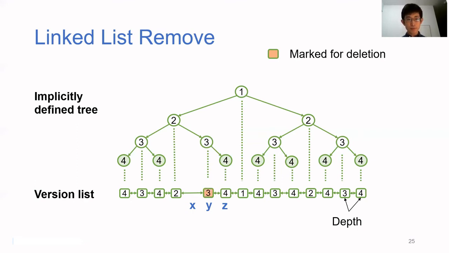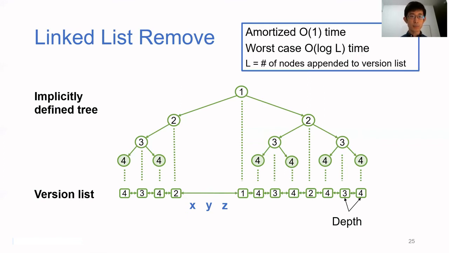When one of the leaves gets spliced out, that could potentially make its parent in the implicit tree a leaf. So then it's responsible for recursively going up the tree and splicing out its parents if needed. So in this example, after Z gets marked and removed, Y becomes a leaf. So whoever spliced out Z is responsible for splicing out Y. And that's the high-level idea behind the algorithm.